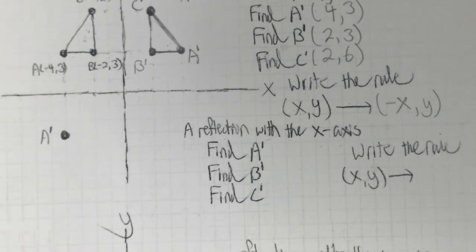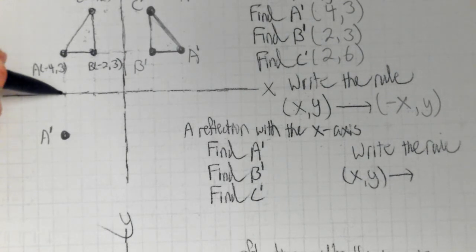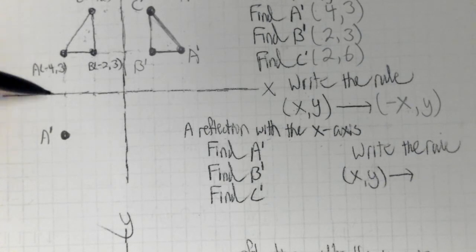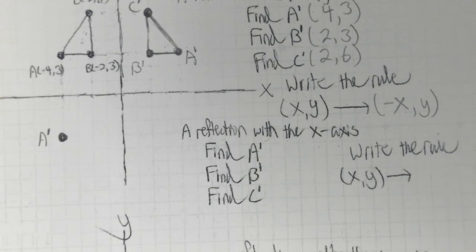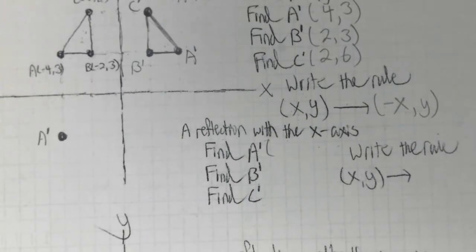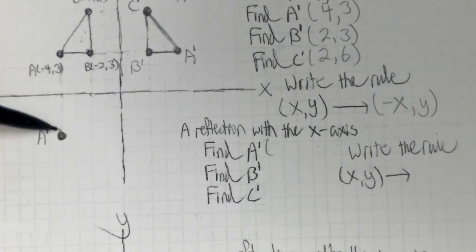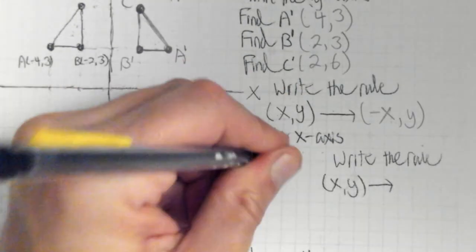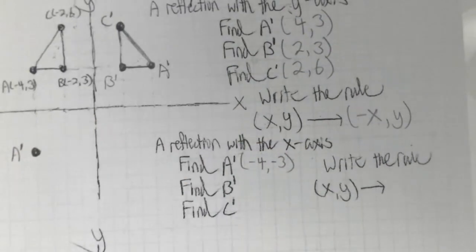Okay, remember, however far A is away from the line of reflection, A prime is going to be that same amount. If this is 3, this has got to be 3. That's the property of reflection. Okay, what else we got? We need to get the coordinate, don't we? So the coordinate of A prime is -4, -3. -4, comma, -3.